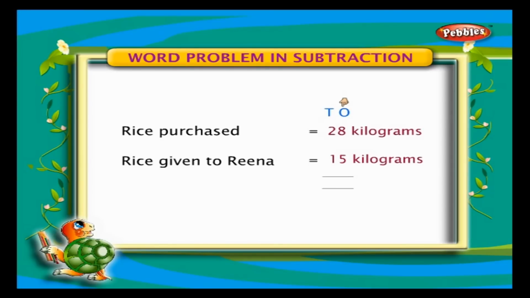Subtract 1's column. 8 minus 5 is 3. Subtract 10's column. 2 minus 1 is 1. So, the balance quantity of rice with Anu is 13 kilograms.